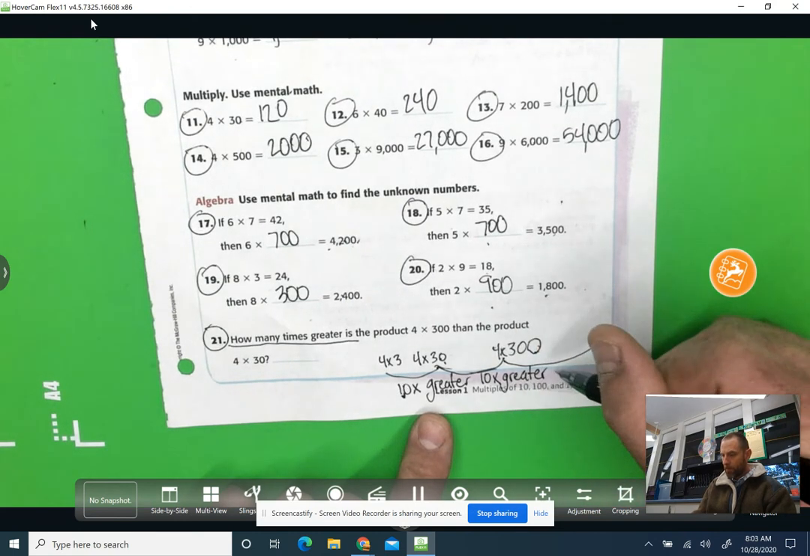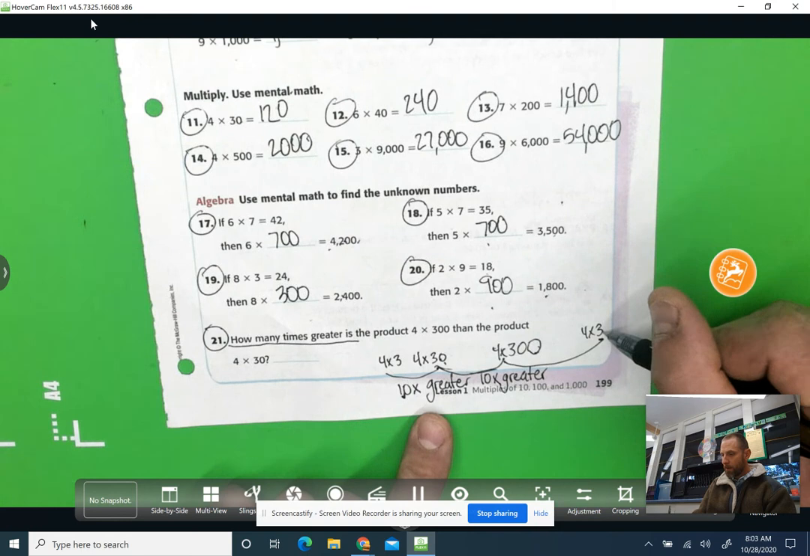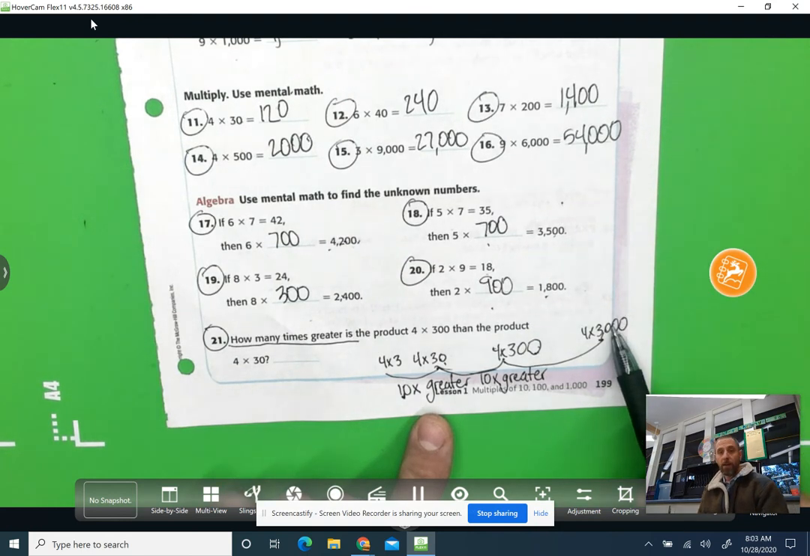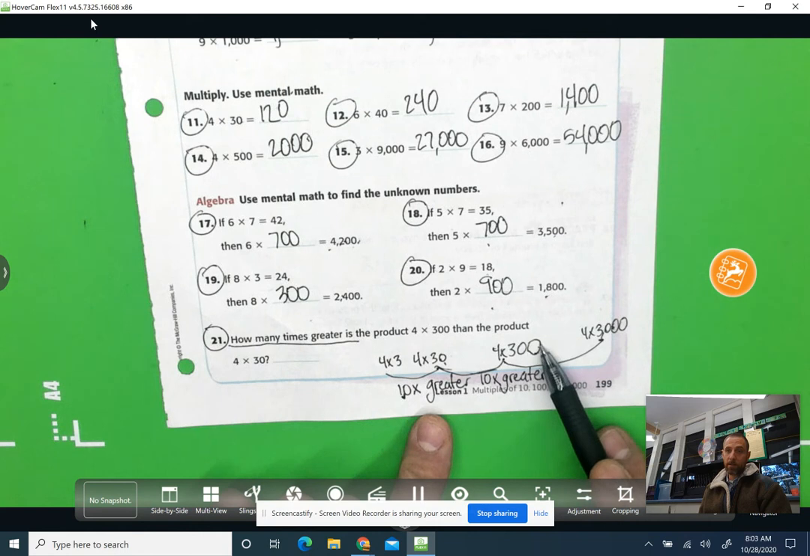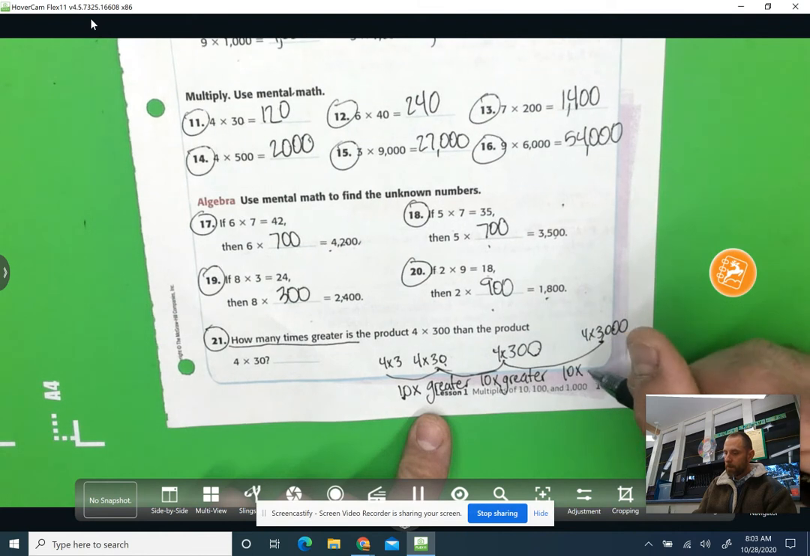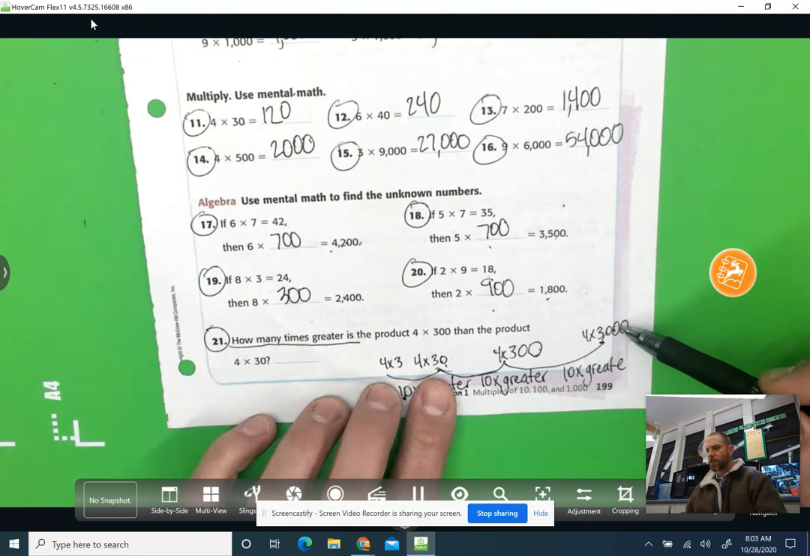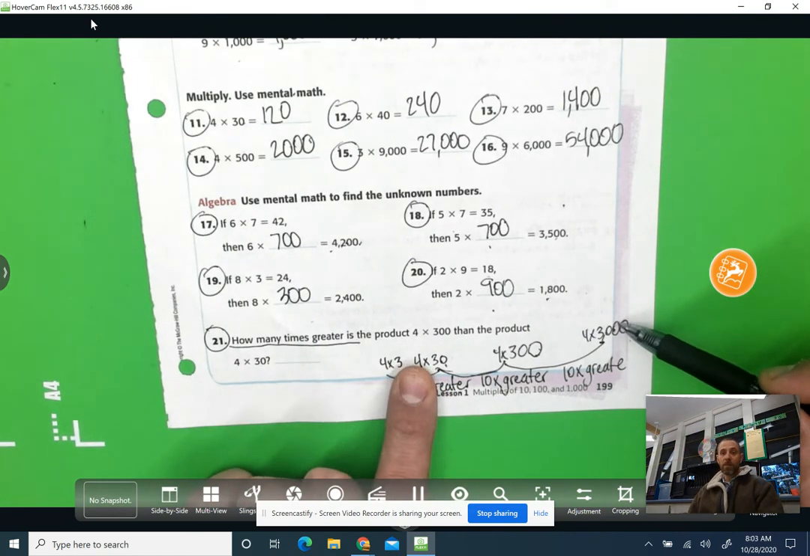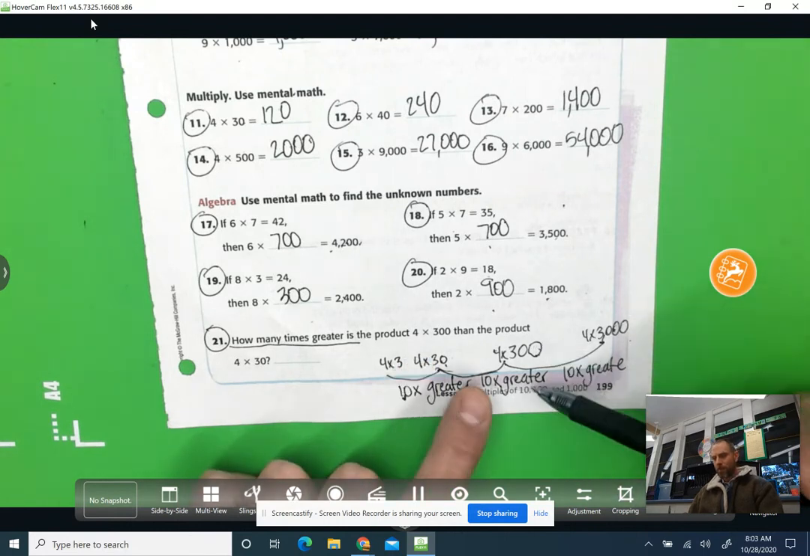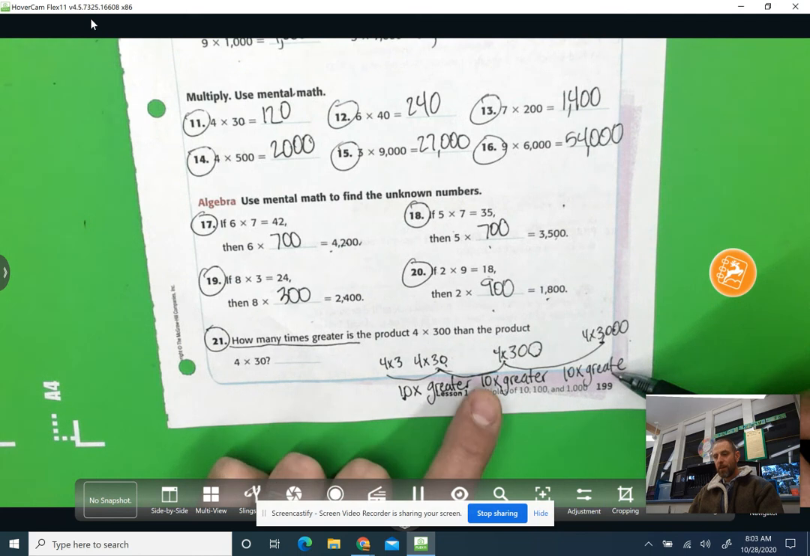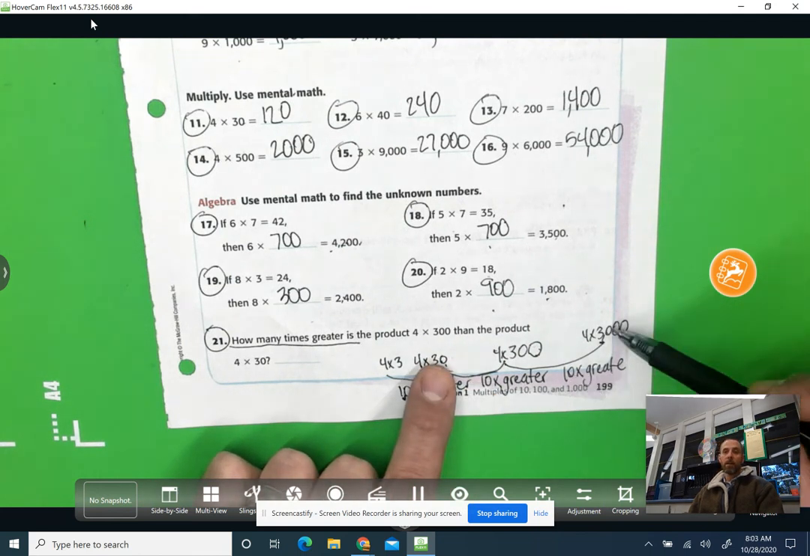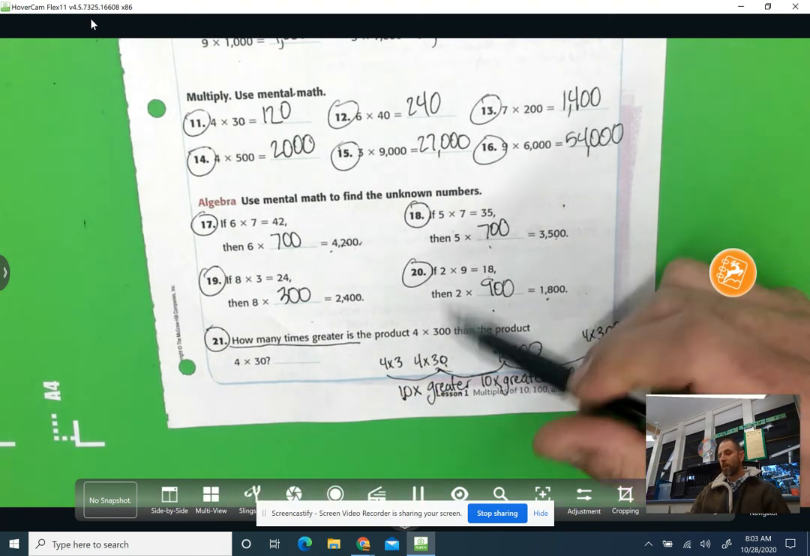Now, if you go from 4 times 300 to 4 times 3,000, again, we just added 1 zero. We went from 300 to 3,000, 10 times greater. But what about from 4 times 30 to 4 times 3,000? How many times greater is that? 4 times 30 to 300 was 10. 300 to 3,000 was 10. 10 times 10. 4 times 30 and 4 times 3,000. 4 times 3,000 is 100 times greater than 4 times 30.